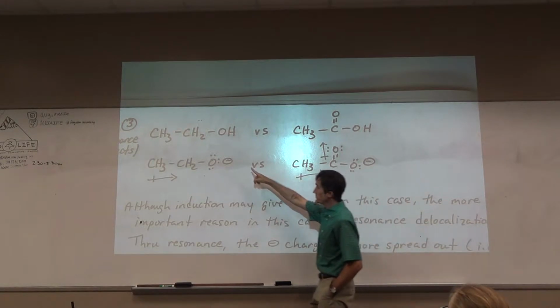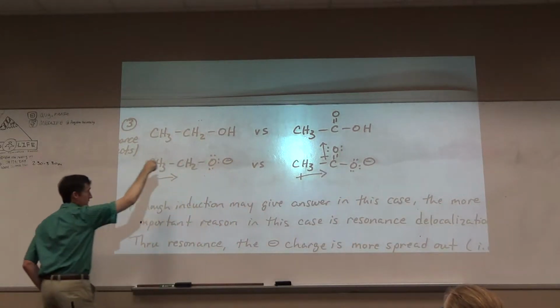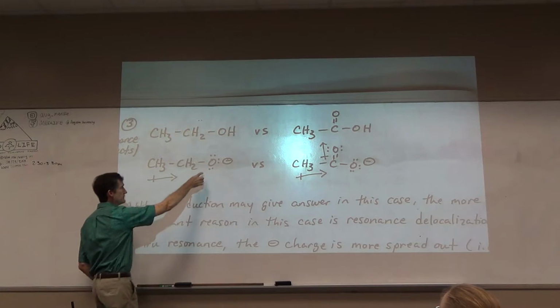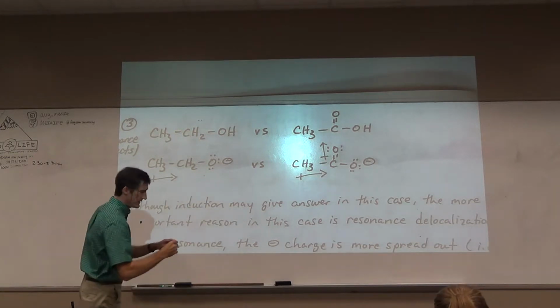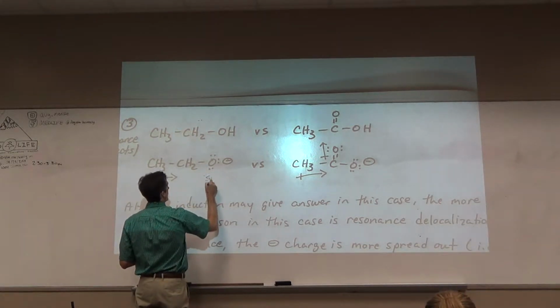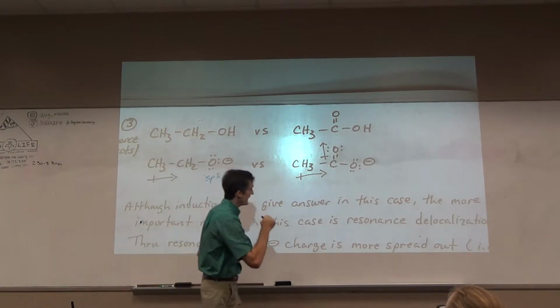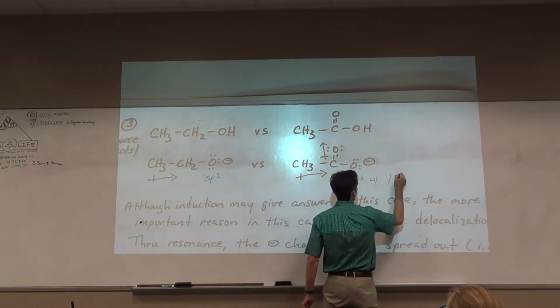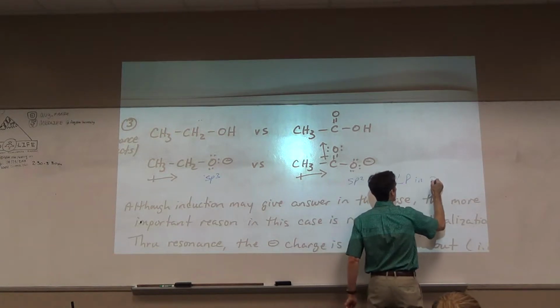What about these lone pairs over here? What type of orbitals are they in? What's the hybridization of that oxygen over there? That one's just sp3. There's no p orbital next door. Plain old sp3. Okay? sp3, and of course sp3 doesn't have any p orbitals. This is sp2 with one lone pair in a p orbital.